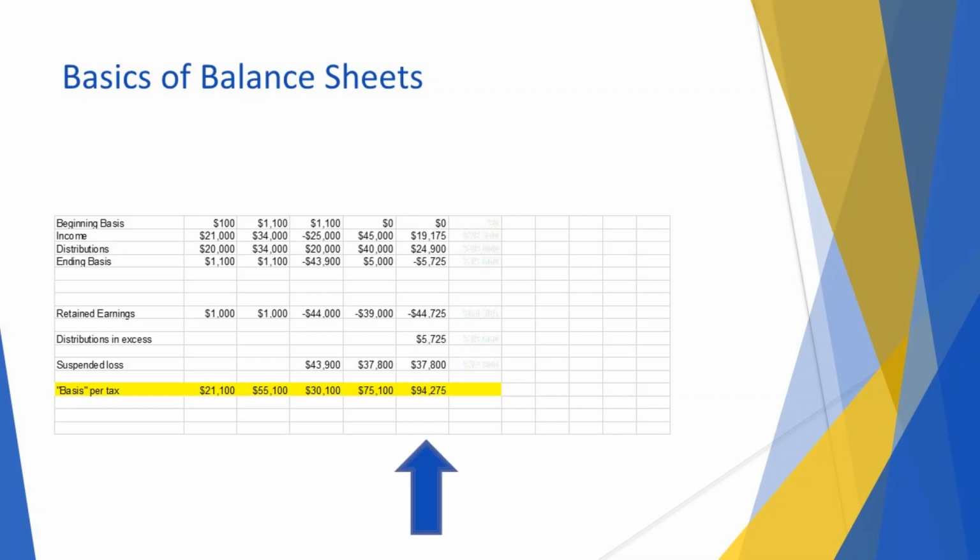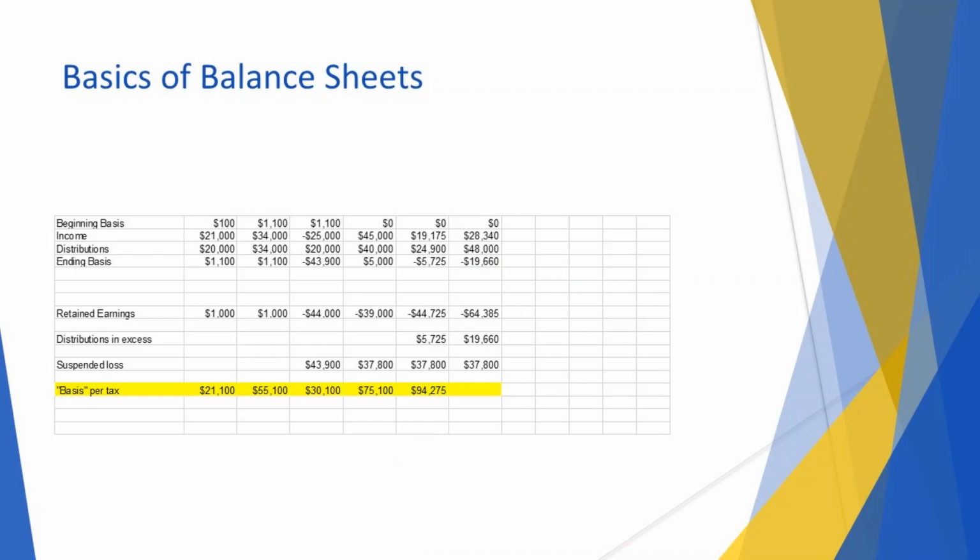Now we're looking at last year. Sally has net income of $19,175 and takes distributions of $24,900. Remember that debt she is accumulating? That is where the money for the distributions comes from. Sally has distributions in excess of basis of $5,725. Her retained earnings is now negative $44,725, and she still has suspended Section 179 deductions of $37,800.